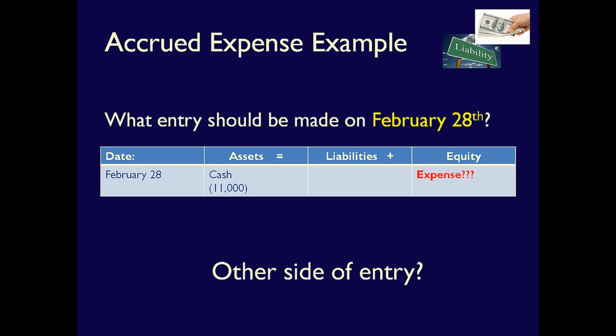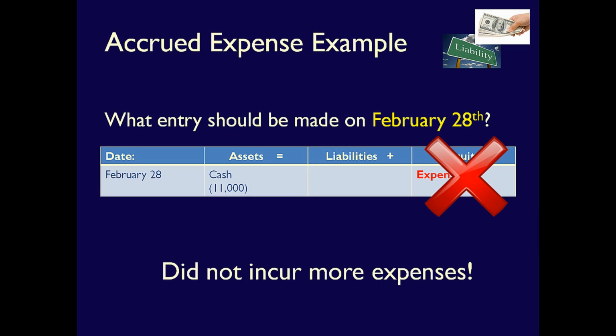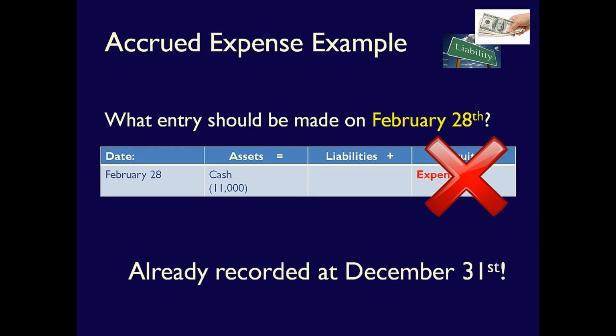A lot of students say that because we paid cash, the other side of the entry should be an expense, but that would be totally wrong. Why? Because we did not incur more expenses than we have already recognized at December 31st. Remember, last year at December 31st, we recognized income tax expense of $11,000 already. We did not incur other costs, so we can't record an expense again.